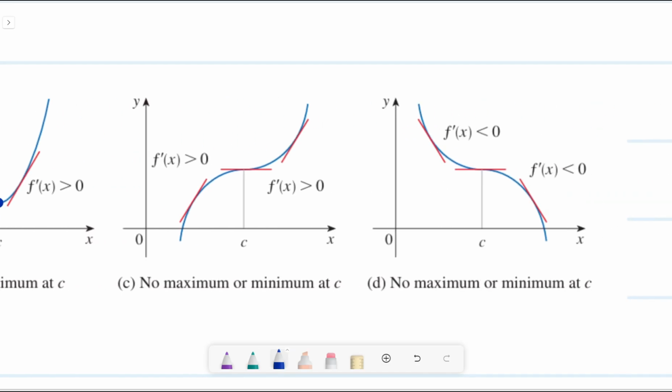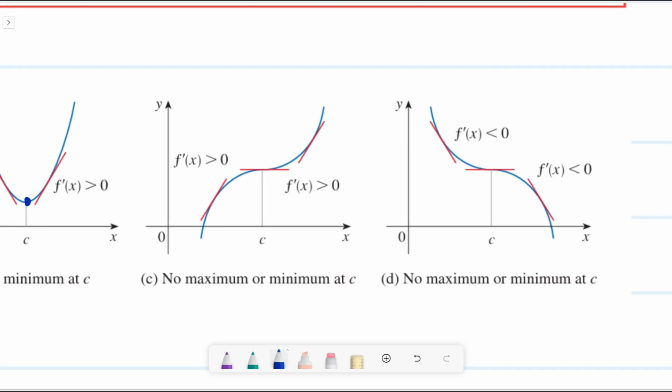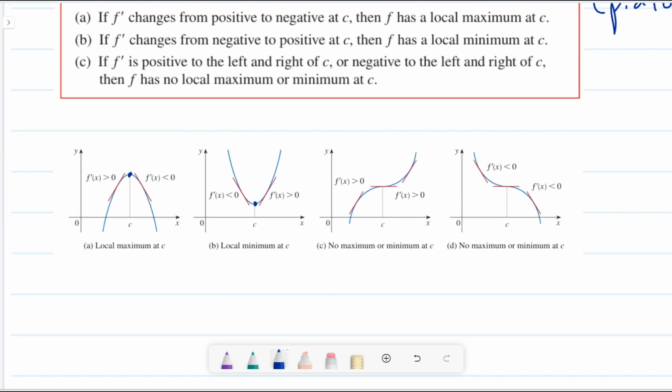In these last two graphs, f prime of x is positive before and after c, so we don't have any local minimums or maximums at c. Same for the last graph, f prime of x is negative before and after c, so no local minimum or maximum at c.